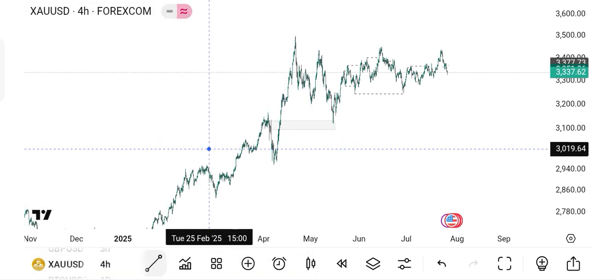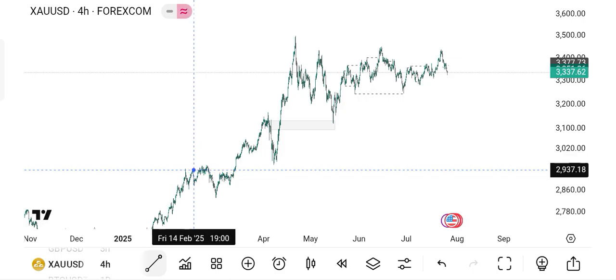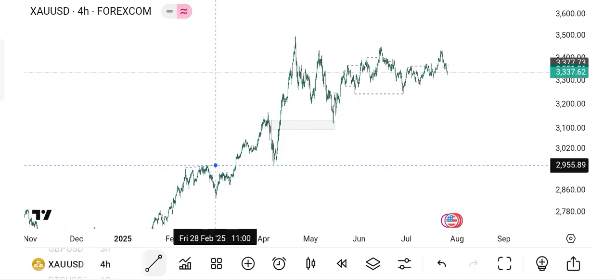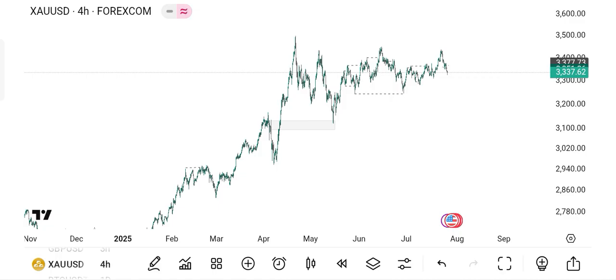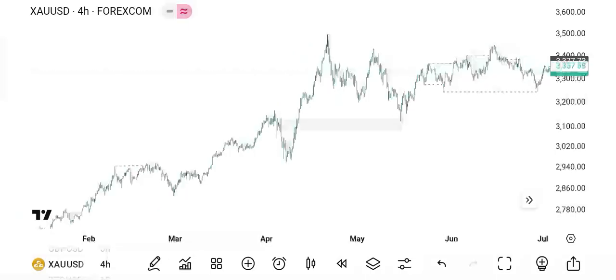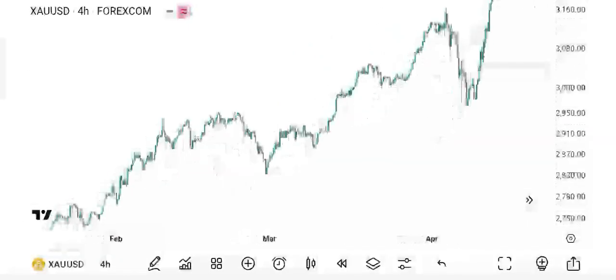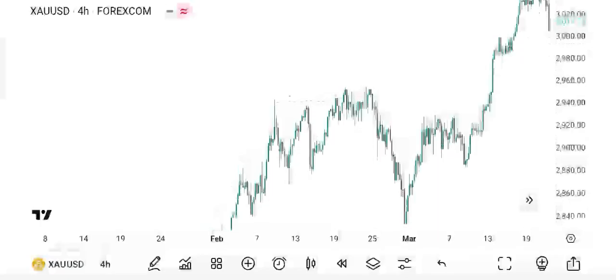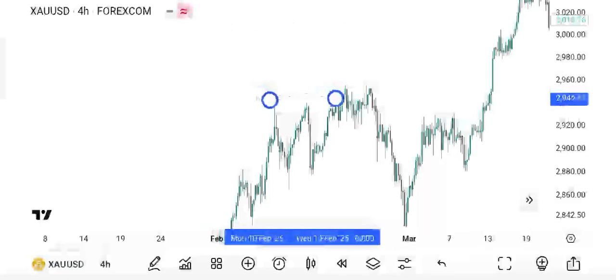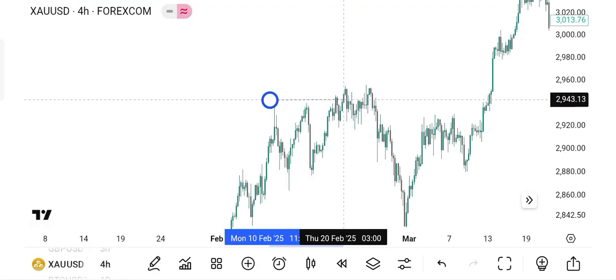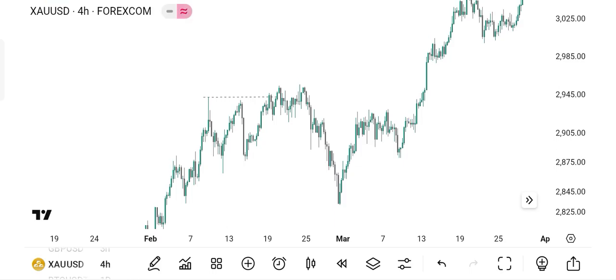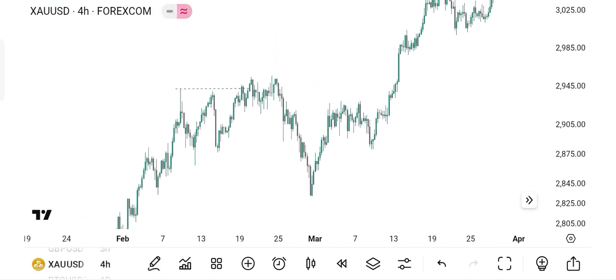We have a break from here, some kind of break. Let me zoom it for you to see it. So we have this as the break, right? We have this as the high and the break of structure.